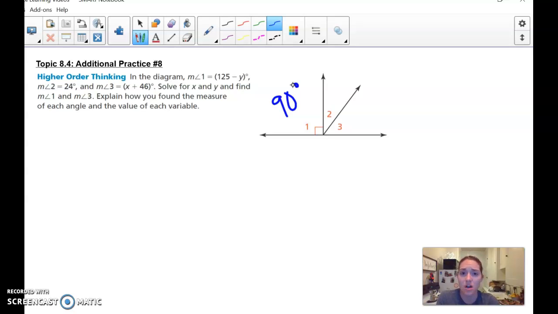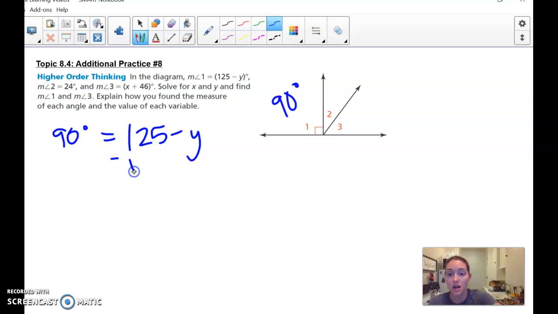So, I can start by solving for y because I know that the measure of angle 1 is 90 degrees, and that should be equal to 125 minus y. So I need to start by getting y by itself. The first thing that I could do is subtract 125, and we can find that 90 degrees minus 125 is equal to negative 35 degrees.